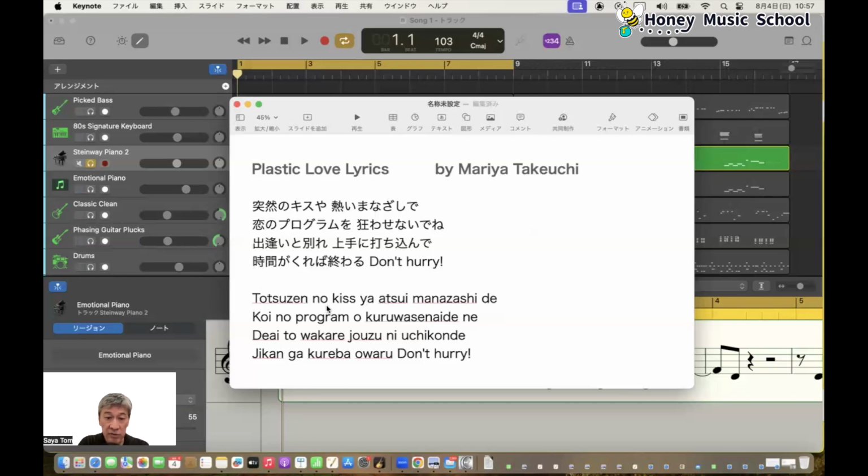There are strong consonants such as kiss, right? K. Atsui, here's another TSU, right? Atsui. Manazashi, so zashi. Those are strong consonants as well. Koi no pu. Pu is a very strong consonant. Puroguramu wo kuruwase. K. Kuruwase. S. Naide.